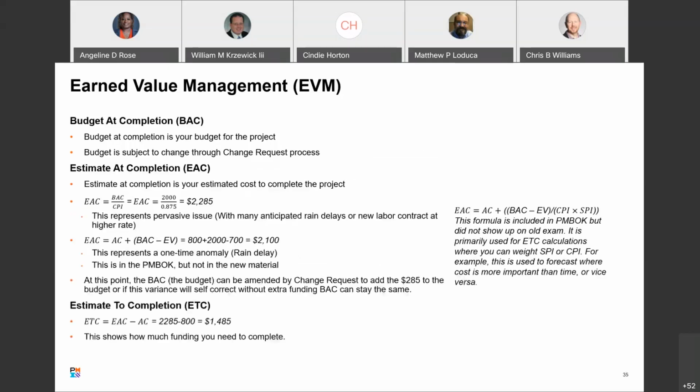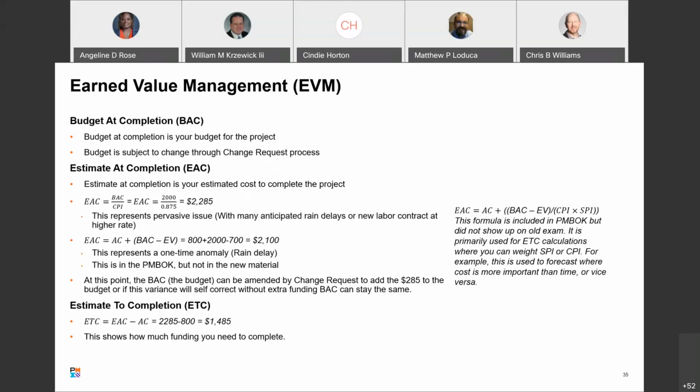Okay, here's some more ways to look at this. We have budgeted completion. We already talked about this, $2,000, right? Budgeted completion is your budget for the project. Budget is subject to change through the change request process. So if we're halfway through a project and we spent too much money, but we still need the money we had budgeted for the second half to deliver, we may have to adjust our budgeted completion.